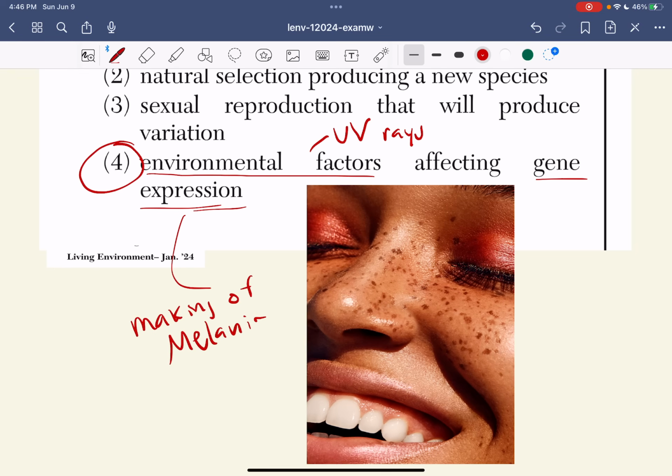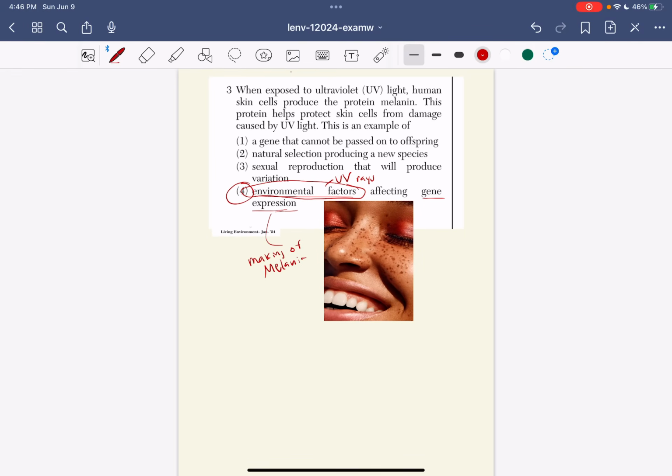So this is a perfect example of gene expression that happens because of environmental factors. Your surrounding area is changing and your body has to adapt so that you can survive the damage that can be caused by this change. So the best answer for 3 is 4, environmental factors affecting gene expression.